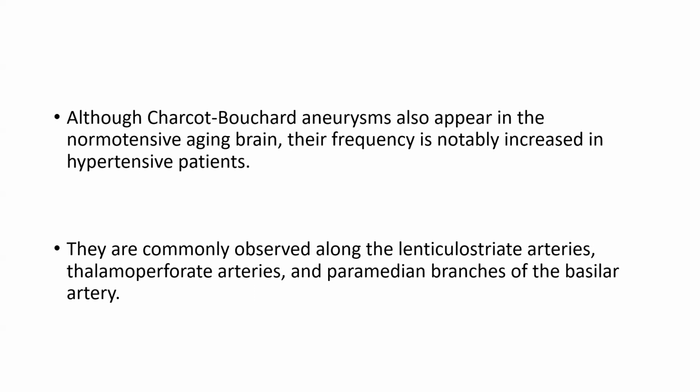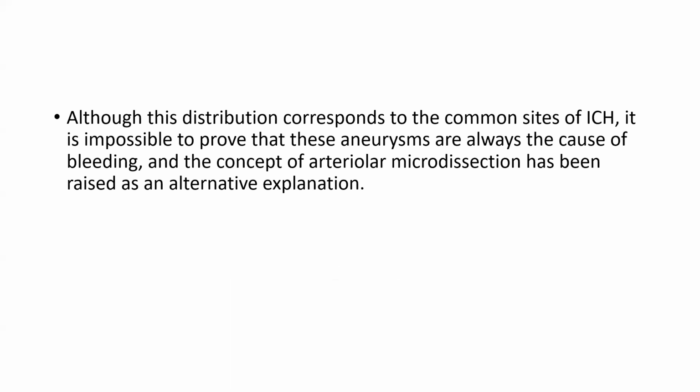They are commonly observed along the lenticulostriate arteries, thalamoperforator arteries, and paramedian branches of the basilar artery. Although this distribution corresponds to the common sites of ICH, it is impossible to prove that these aneurysms are always the cause of bleeding, and the concept of arterial microdissection has been raised as an alternative explanation.